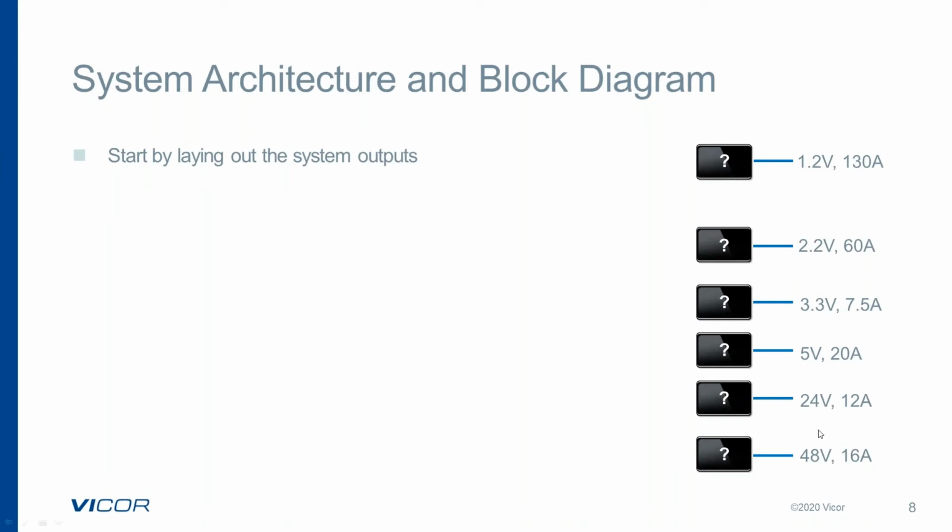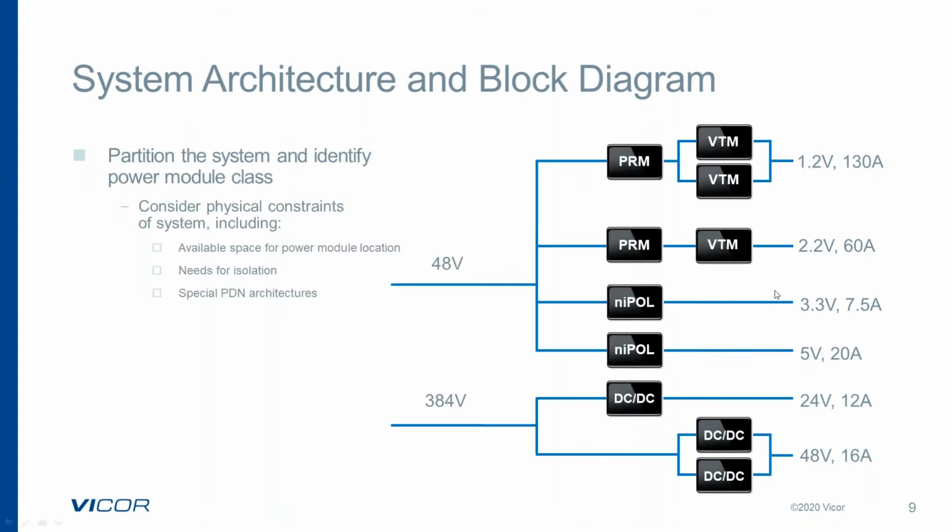Starting at the load, we will work backwards to select the DC-to-DC converters that can support the voltages and current levels that are needed for the system. So we actually lay out the loads and then select the different DC-to-DC converters that we have available. In this particular architecture, we've selected an intermediate bus down from our 384 volt source. And then we supply that 48 to PRMs and non-isolated point load converters to supply the downstream load voltages.